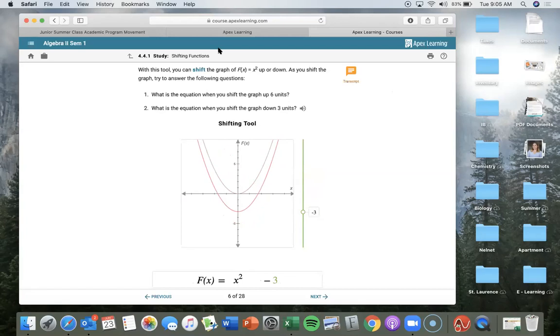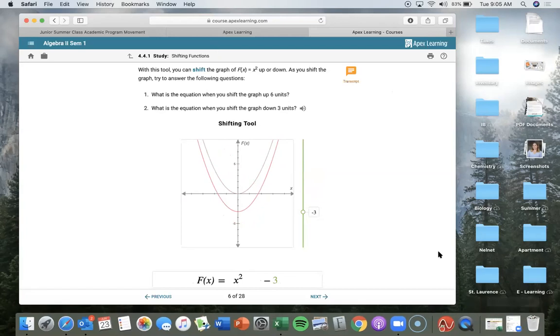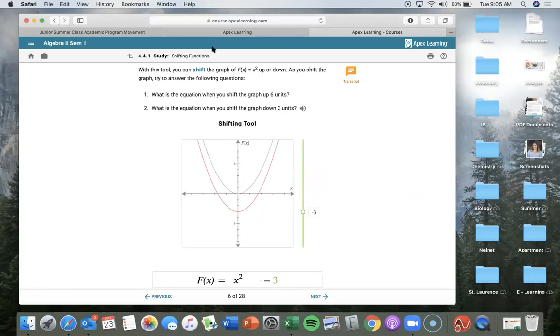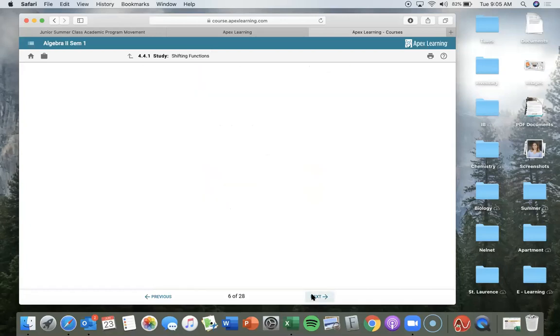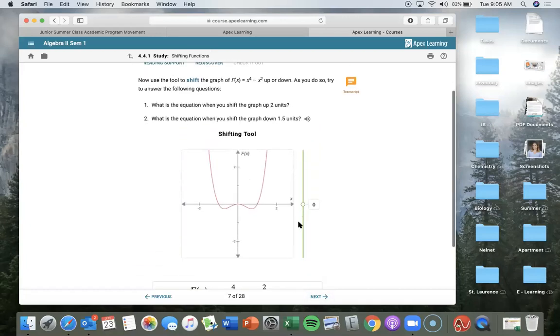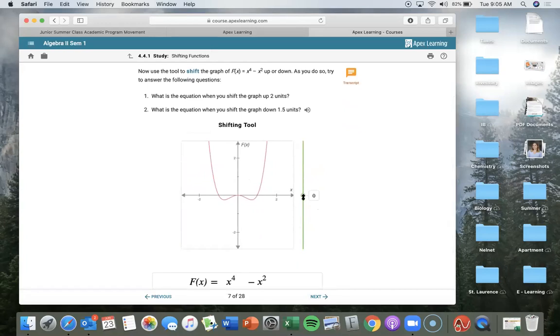So that's what that sliding tool would look like there. Not anything too fancy, just showing you that if I go up, I'm adding, and down, I'm subtracting. Same thing with going left and right.